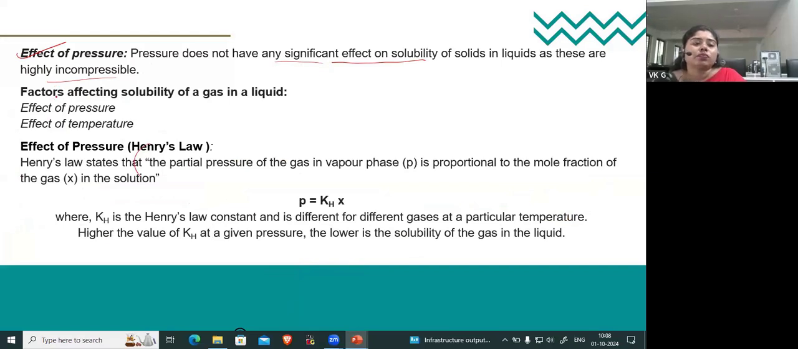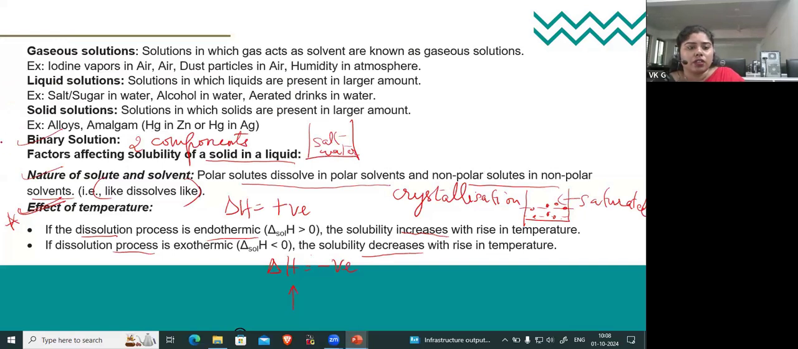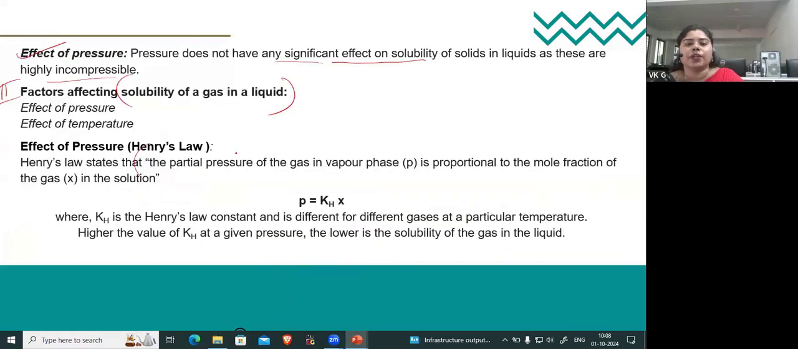Then you went to factors affecting the solubility of a gas in a liquid. This would be the second Roman number. This would be the first Roman number: solubility of a solid in a liquid. Then you went to gas and liquid, which will be the second Roman number. Under gas and liquid, first of all, you need to remember that pressure has a lot of effect. Why? Because when you talk about gases, pressure has a significant effect. Solids, when you apply pressure, show no change. Whereas with gases, when you apply pressure, compression takes place. So of course, pressure will have an effect on the solubility of a gas in a liquid.